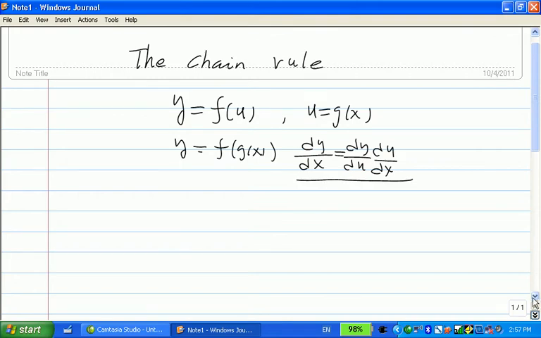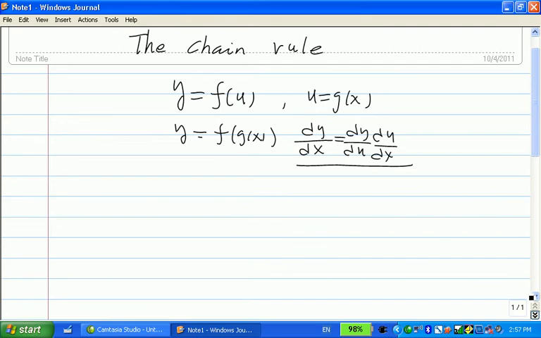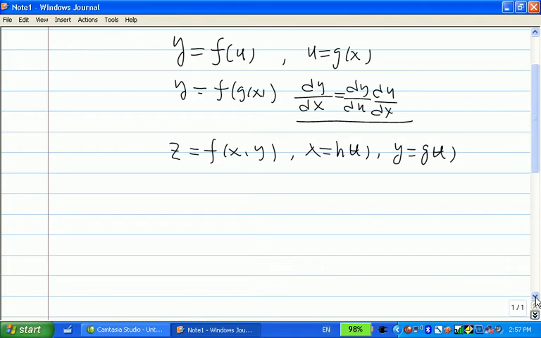However, for a function that depends on more than one variable, the chain rule is more complicated. For example, z is a function of x and y, and x is a function of t, say h(t). y is also a function of t, say g(t). Therefore, z eventually only depends on t, right? You can replace x by h(t), y by g(t).